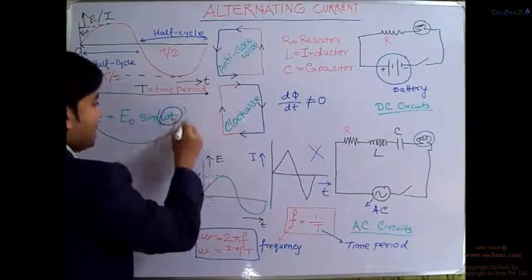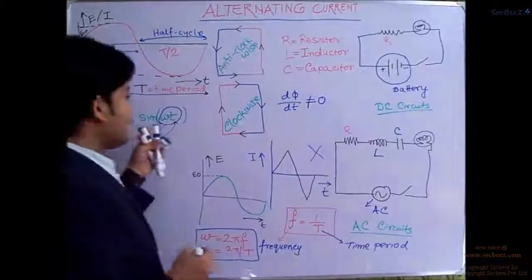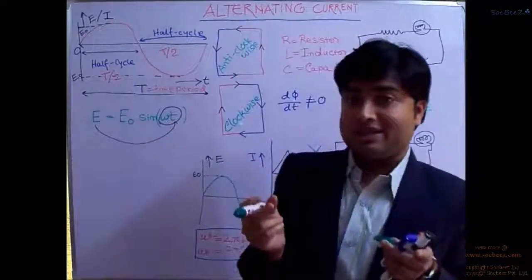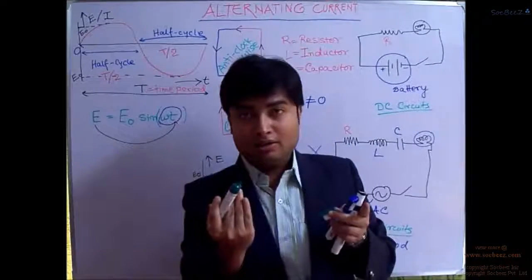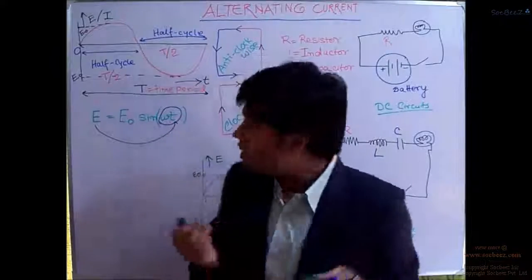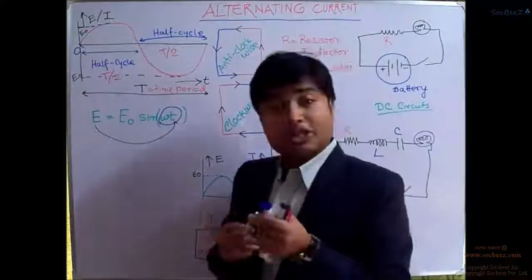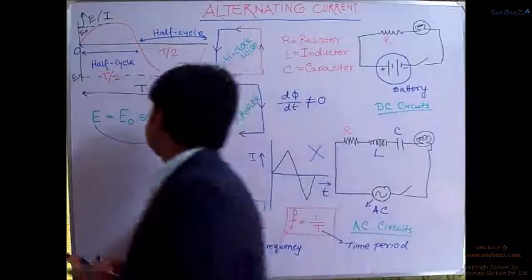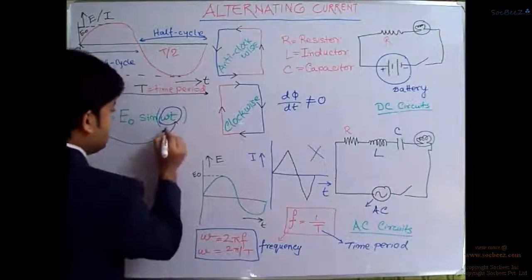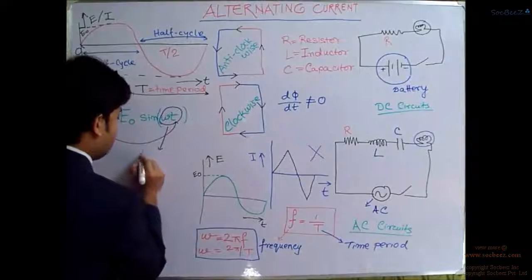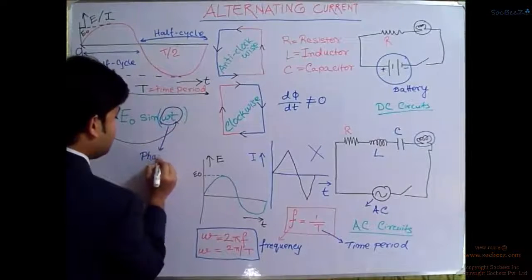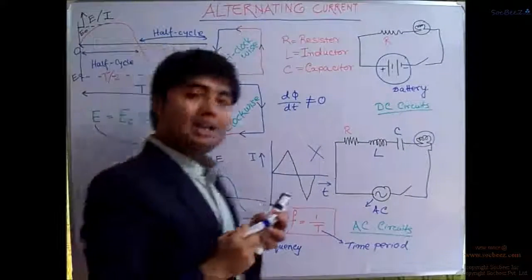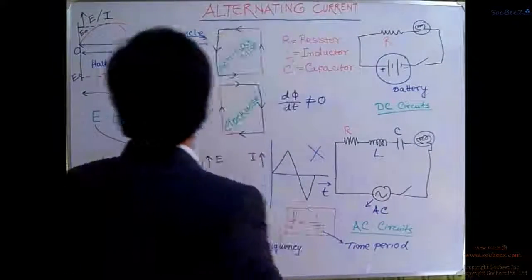This will likewise be E naught sine of omega t. So omega t is now being seen as an angle, right? Now if omega t is being seen as an angle, what is omega t? This omega t is known as the phase. Now what is phase? We need to understand that.